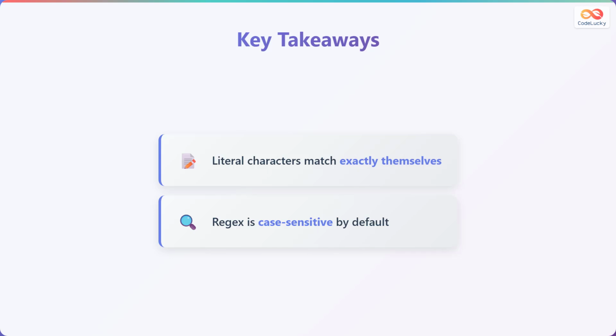Let us summarize the key takeaways from this lesson. First, literal characters match exactly themselves, meaning the pattern must be an identical sequence of characters in the target text. Second, regular expressions are case-sensitive by default, so A and a are treated as different characters.